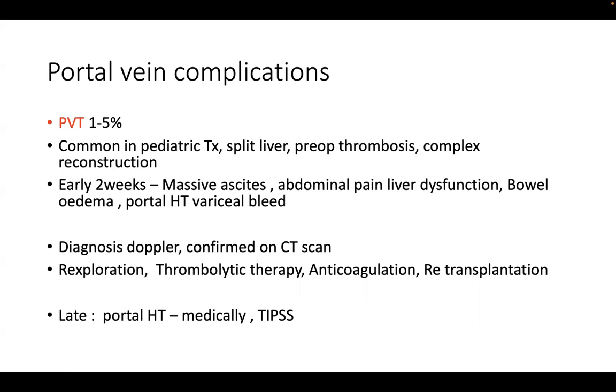When it occurs in the early post-op, obviously there is no option of thrombolysis because there is a risk of bleed. So you have to re-explore and redo the portal vein anastomosis. If there is a thrombus, you have to do a thrombectomy and put them on anticoagulation, or if it's a very unhealthy vein, you might have to put in a graft. But basically do that, and then the patient remains on a high dose of anticoagulation.